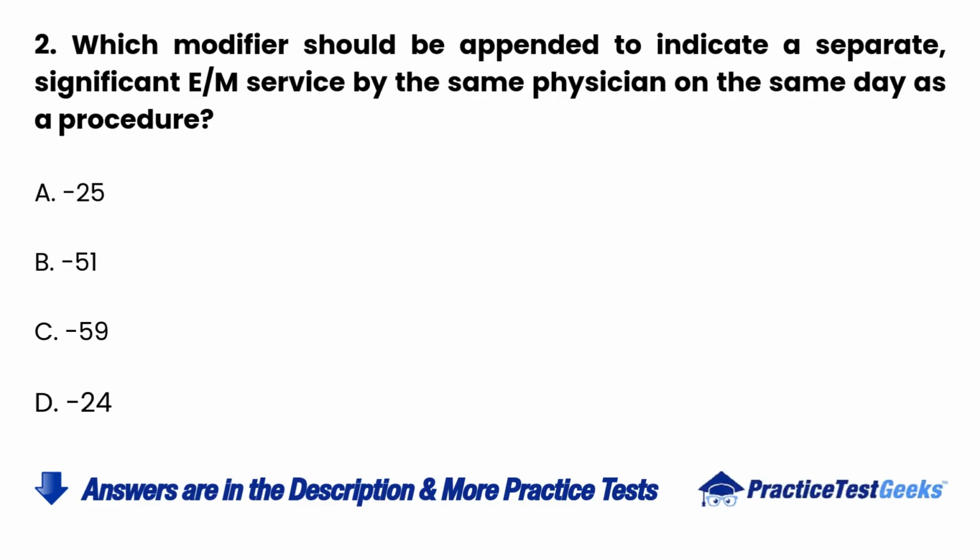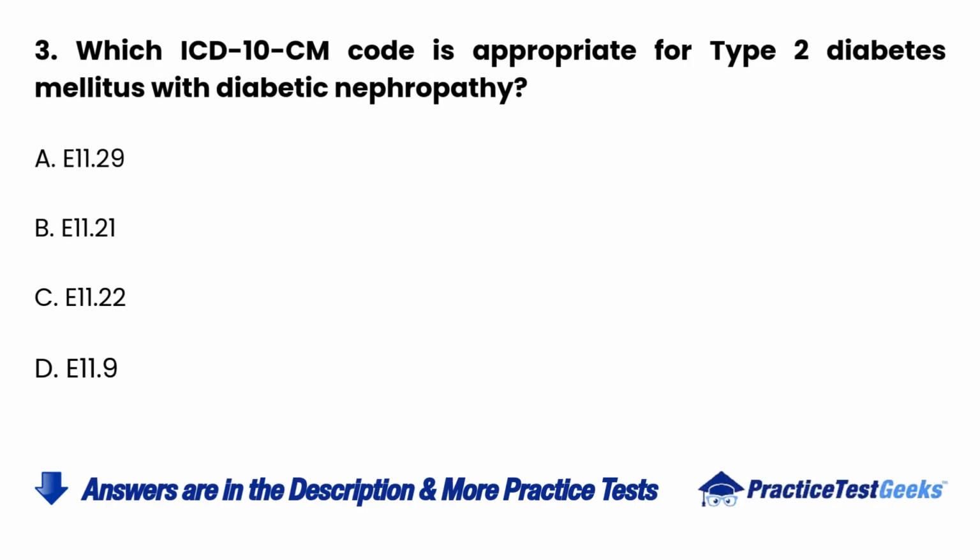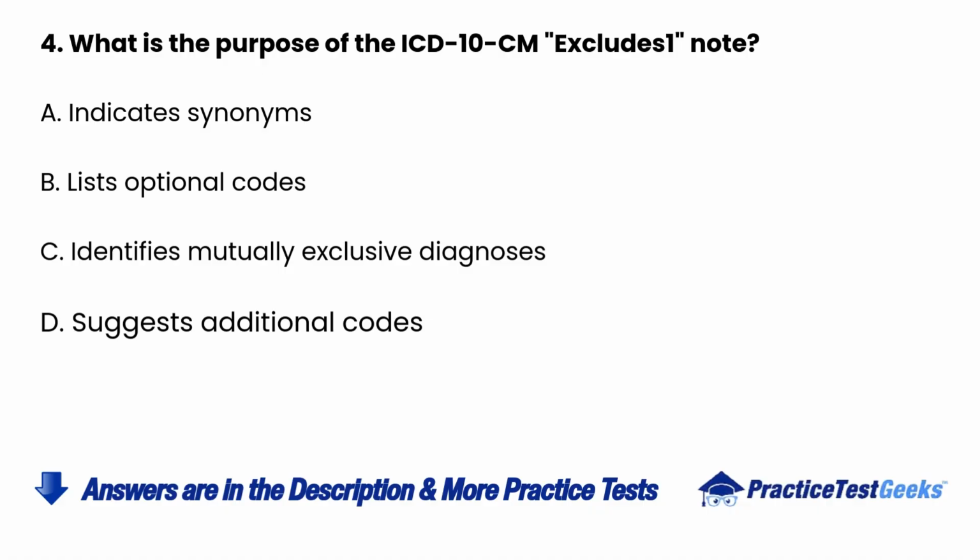same day as a procedure? A. -25, B. -51, C. -59, D. -24. 3. Which ICD-10-CM code is appropriate for type 2 diabetes mellitus with diabetic nephropathy? A. E11.29, B. E11.21, C. E11.22, D. E11.9.